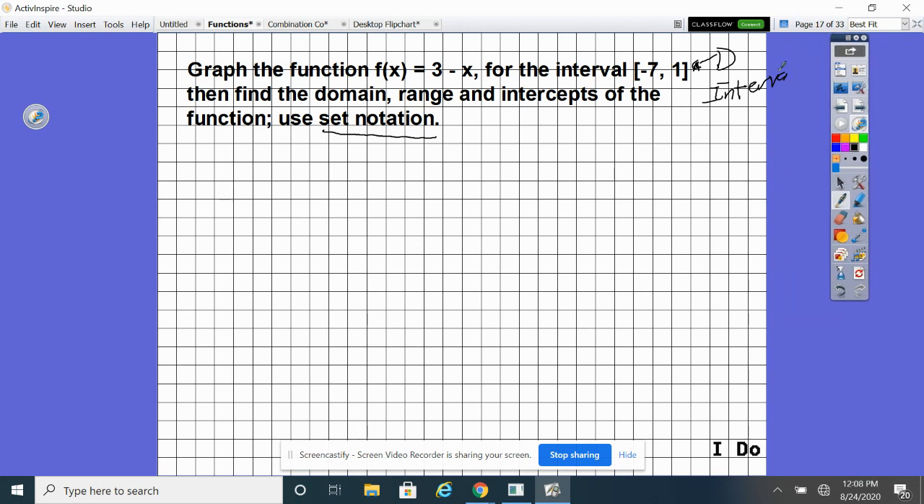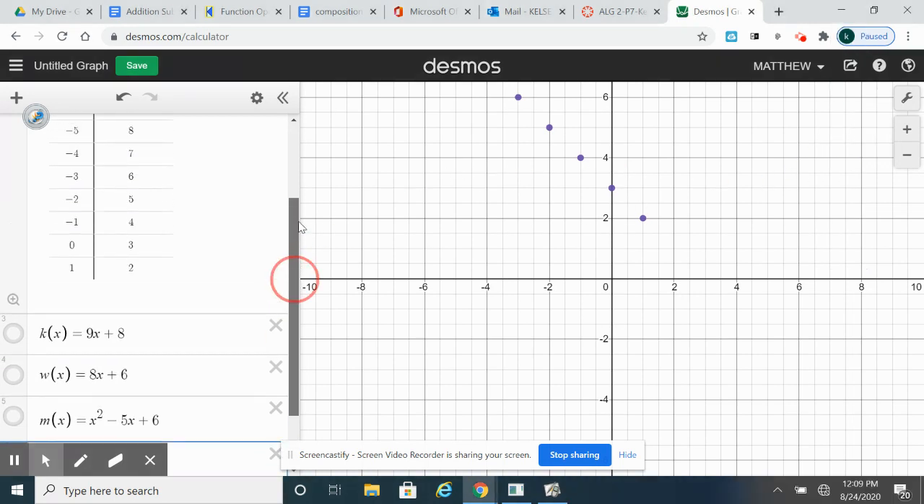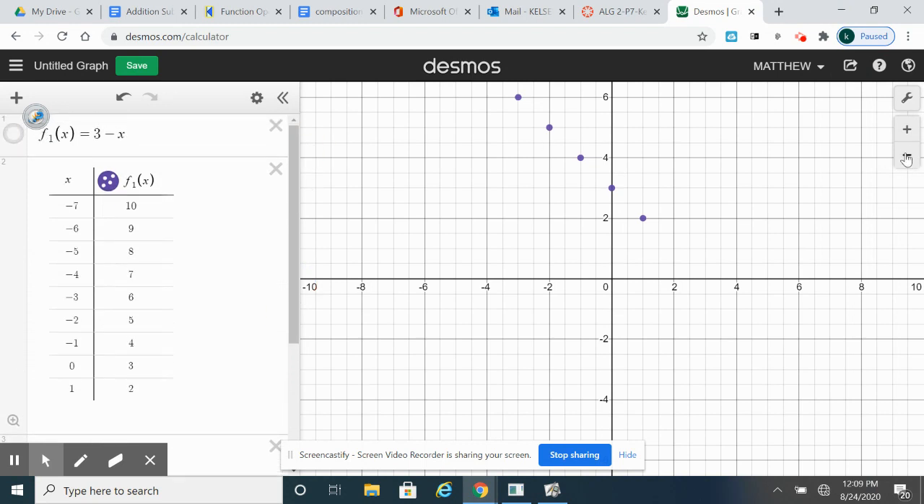So what I did was I went off to Desmos, our graphing calculator. I went ahead and plugged in this function, and then I created a table for all these x values. It looks something like this. Let me scroll up so you can see my actual equation and table. So as a reminder, I put in f sub 1 of x. 3 minus x is the equation.